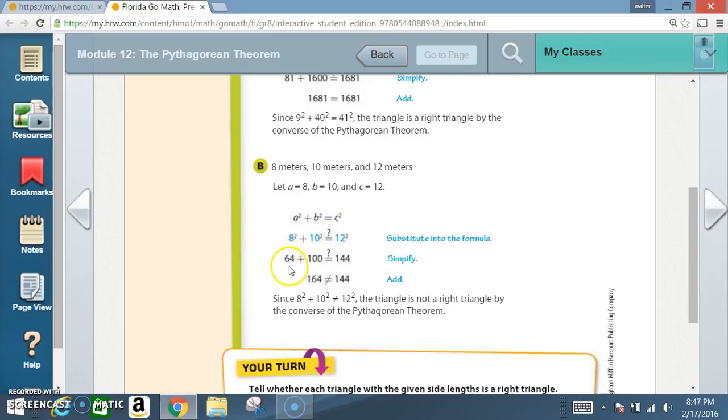All right, 8 squared is 64, 10 squared is 100, 12 squared is 144. 64 plus 100 is 164. So 164 does not equal 144. Since 8 squared plus 10 squared does not equal 12 squared, the triangle is not a right triangle by the converse of the Pythagorean theorem.